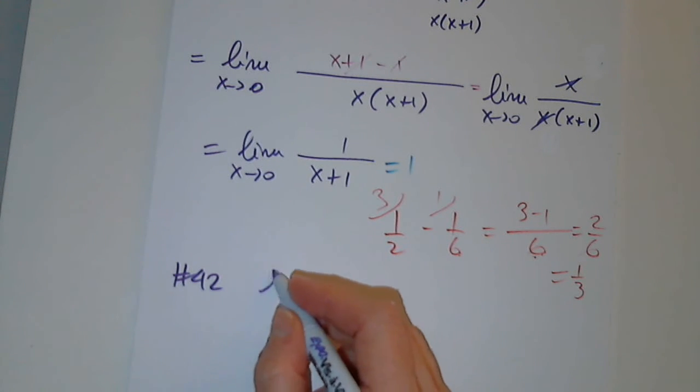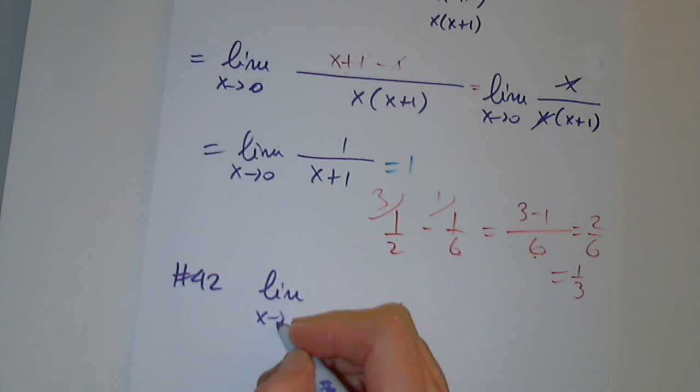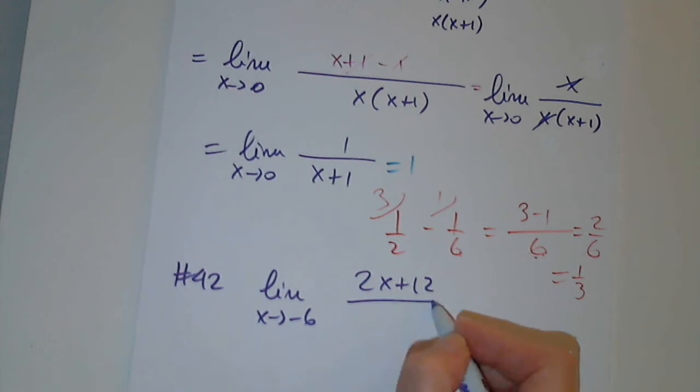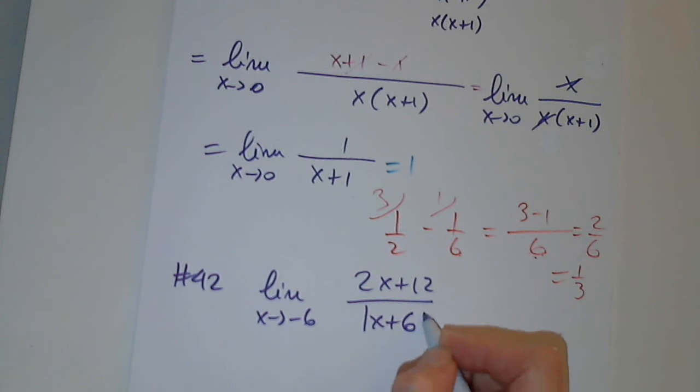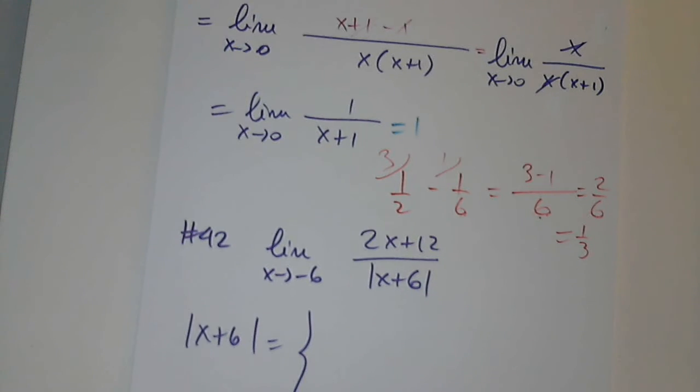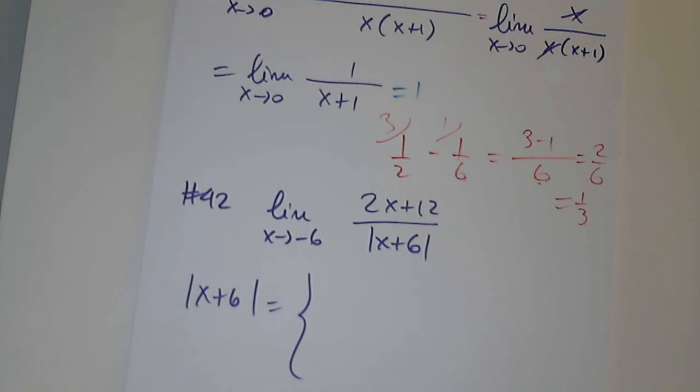Okay, so here's 42. In 42, we have the limit as x approaches -6 from either side of 2x plus 12 divided by the absolute value of x plus 6. You okay? Good. Perfect. So our starting point must be with the absolute value of x plus 6. And we know we will discover two options. Can anyone give us those two options?